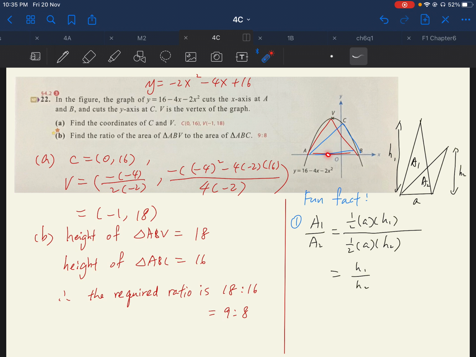Instead of letting a point here and then calculating the distance, I just take the y-coordinate of V. So the height of triangle ABV is 18, the other one is 16. You calculate the ratio and simplify this, and you will get 9 to 8. If you don't know how to simplify this, you can calculate 18 over 16 using the calculator, and you will have 9 over 8, and then write it back into ratio format.